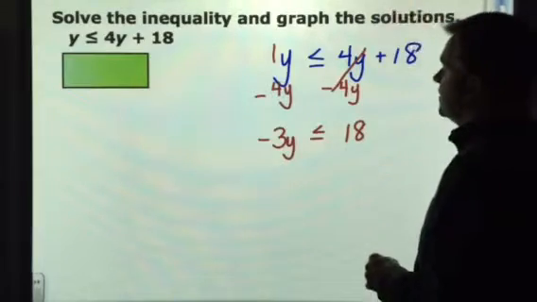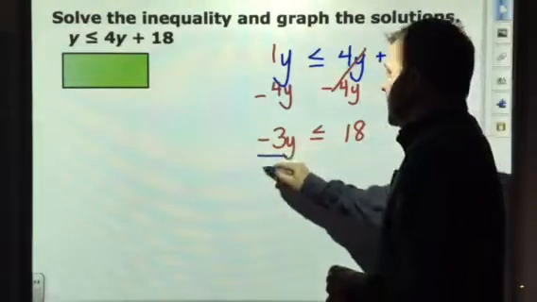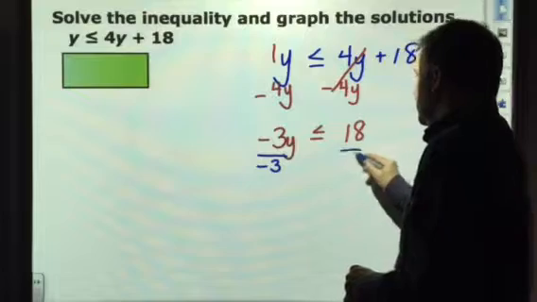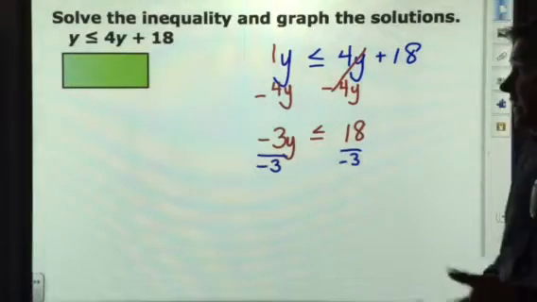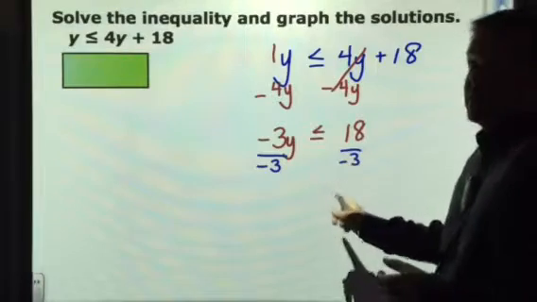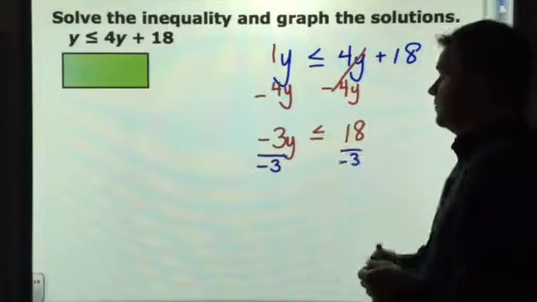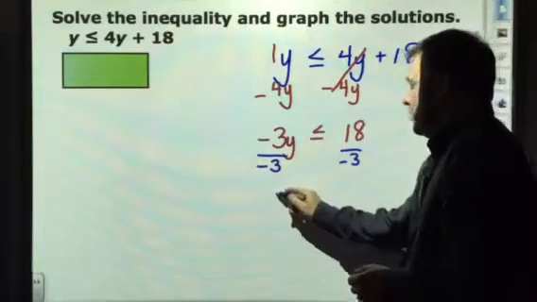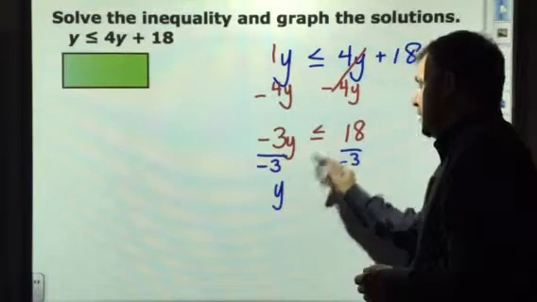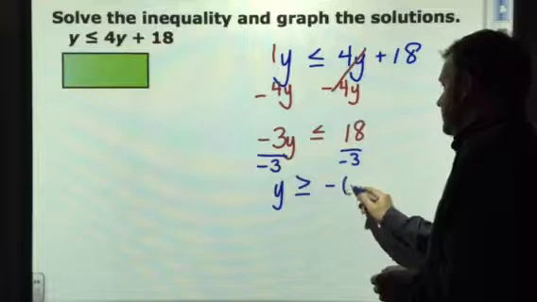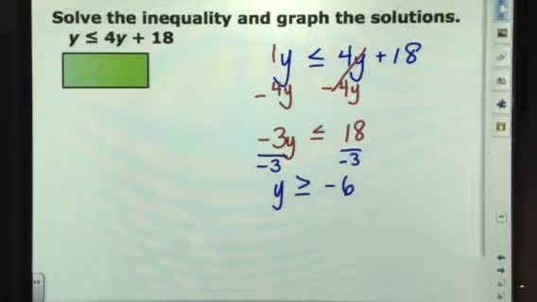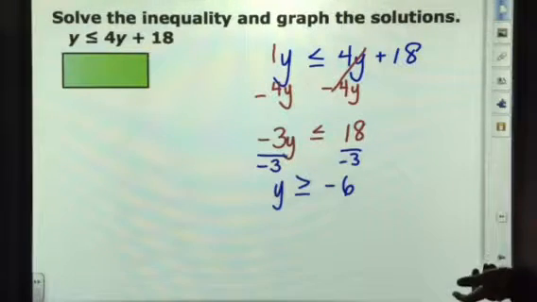The second step is going to be to divide by negative 3. I hope in your head you're saying, wait a minute, I'm dividing both sides by a negative, so something's going to happen with my sign. We're going to get y. We have to reverse our sign, and we're left with negative 6. Done deal. Easy. It only took 2 steps.